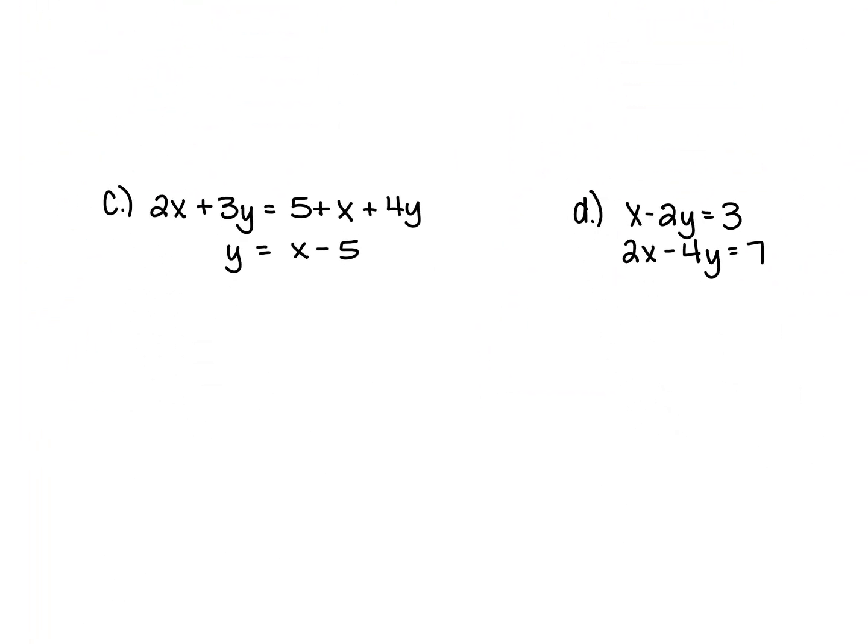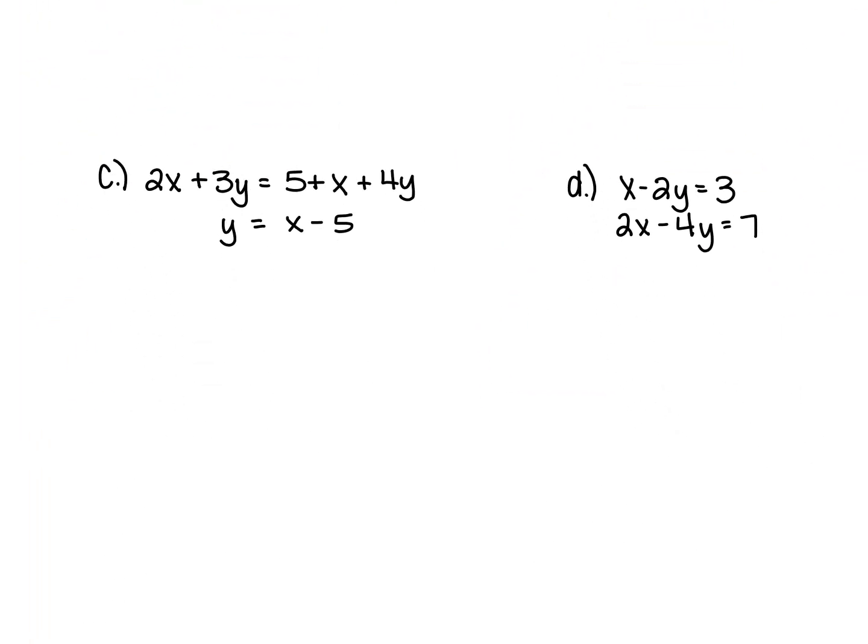For example C, we have 2x plus 3y is equal to 5 plus x plus 4y, and y is equal to x minus 5. Anywhere where I see a y up top in that first equation, I can plug in that x minus 5, or I can simplify that top equation first by combining like terms and moving my terms around, and then plug in that x minus 5 in for y in that top equation. So that's what I'm going to do in your completed notes.